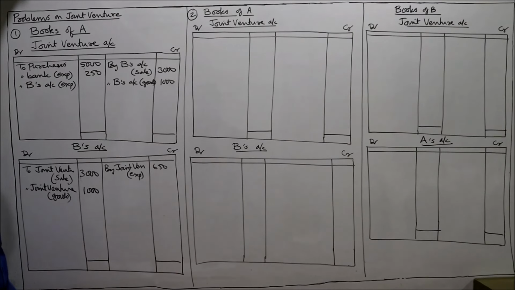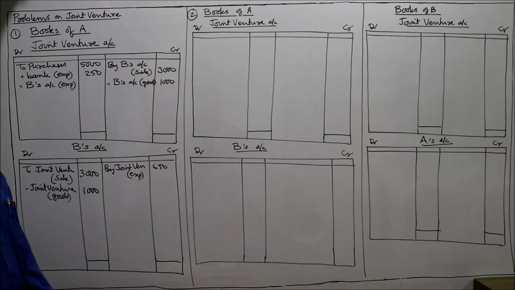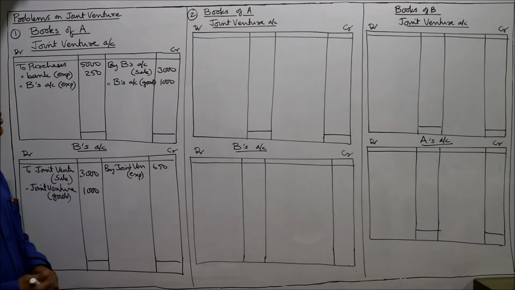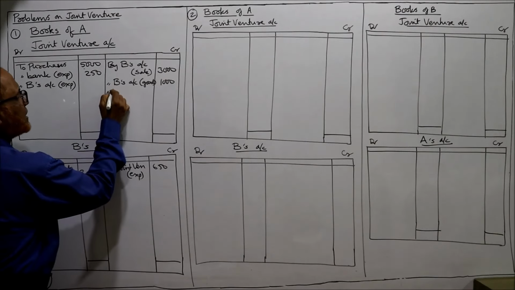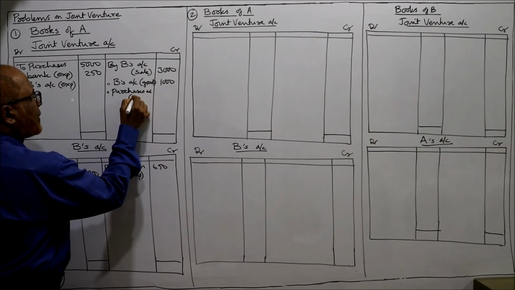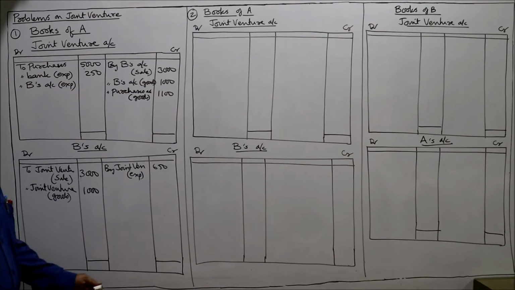at 1,100 rupees. So at the end, 1,100 rupees worth of stock is remaining and that stock is taken over by A. So the entry will be purchases account debit to joint venture, because it is taken over by A. Goods taken over 1,100. That's all. All the transactions which are given in the problem we have posted in the ledger account.